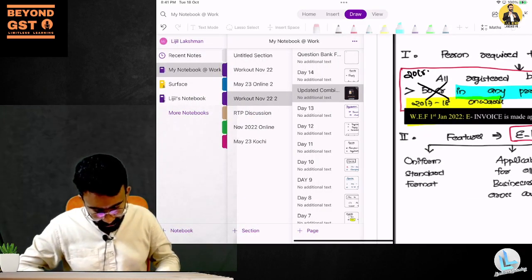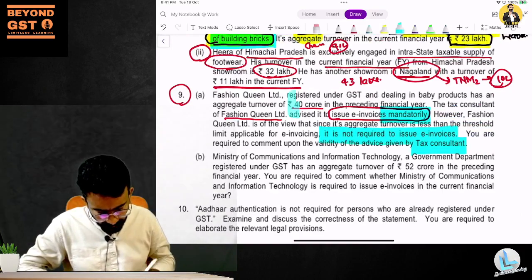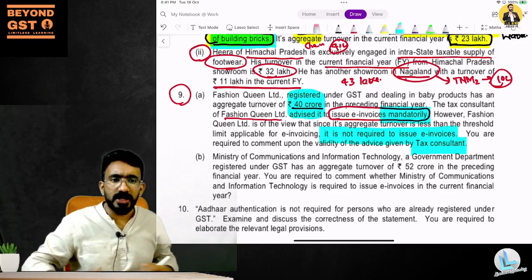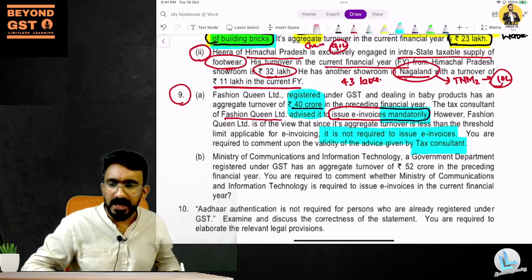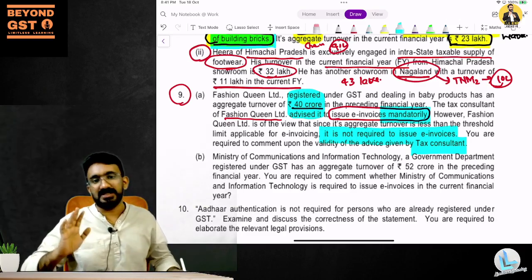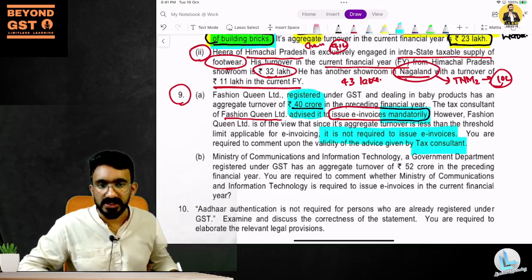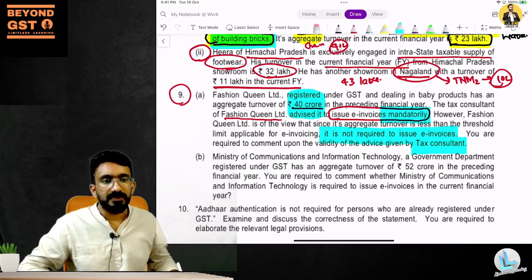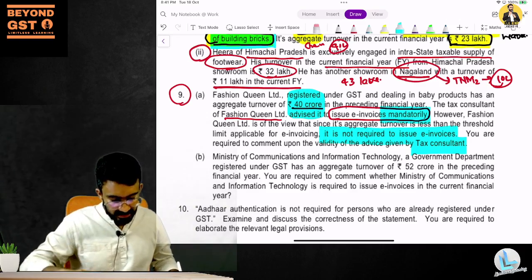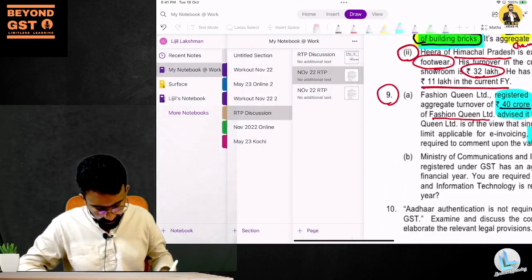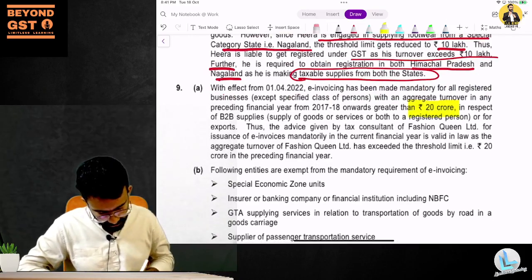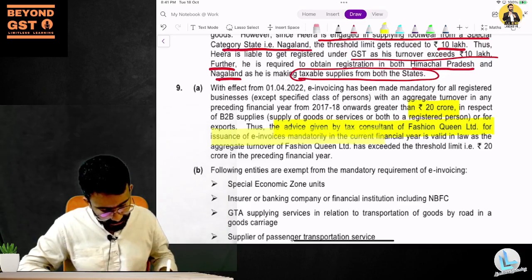Now, going back to this question, their turnover is 40 crores. Are they mandatorily required to issue e-invoice? Are they mandatorily required to go ahead and then issue e-invoice? Yes, they are mandatorily required to go ahead and do e-invoices. Are you guys with me? Okay. So the advice given by the tax consultant is correct. So their limit is 20 crores. So the advice given by the tax consultant is valid in law.